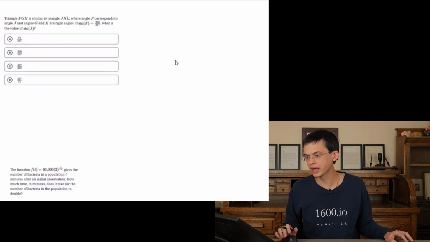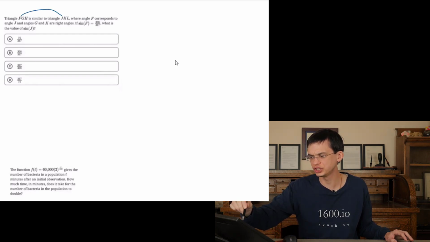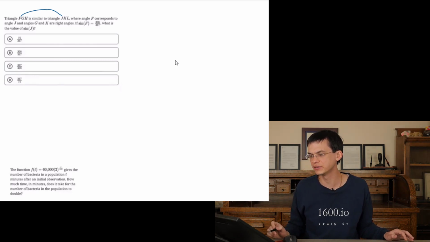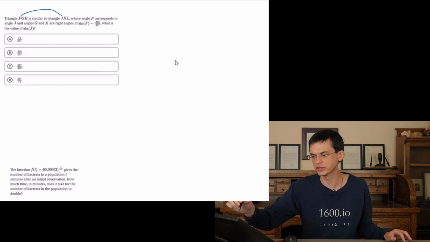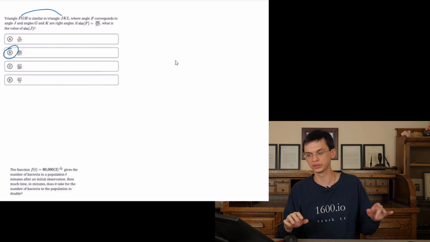Triangle FGH is similar to JKL. F corresponds to J. So F is the same as J, G and K are the same. That means that H and L correspond as well. Sine of F is equal to that. What's the value of sine of J? Well, if sine of F is that, sine of J is also that, because F and J correspond to one another. So even though the side lengths are different, the angle measurements are all the same, so their angle ratios are all going to be the same as well.